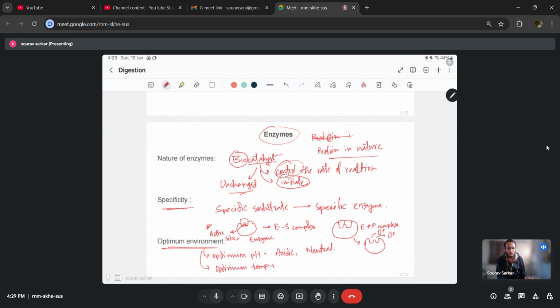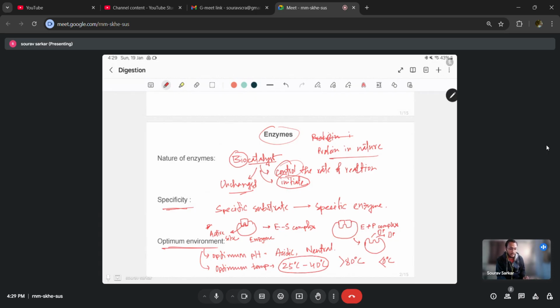Optimum temperature means, in between 25 to 40 degrees centigrade, the enzymes are mostly functional, and they can show a higher amount of activity. If the temperature is more than 40, or more than 80, or if the temperature is less than 0, then the enzyme can't do its function. Understood? So enzymes mostly stay activated in between 25 to 40 degrees centigrade.